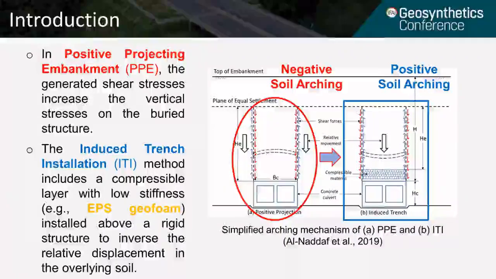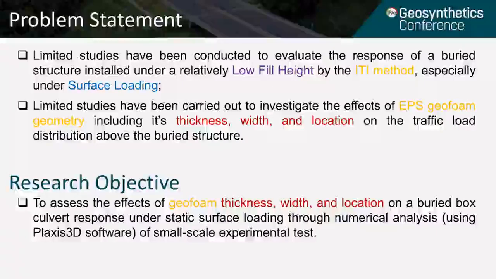So the soil arching will be positive soil arching, and the pressure will transfer away from the culvert and result in a reduction in the pressure on the culvert. For this study, the problem statement was: limited studies have been conducted to evaluate the response of a buried structure installed under a relatively low fill height by the ITI methods, especially under surface loading. Surface loading can affect the pipe and increase the loading on the pipe.